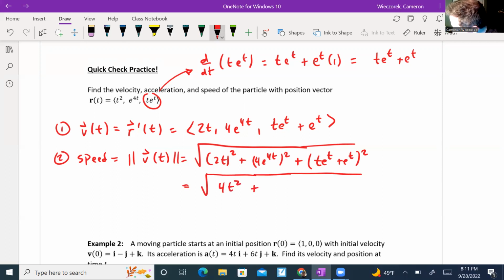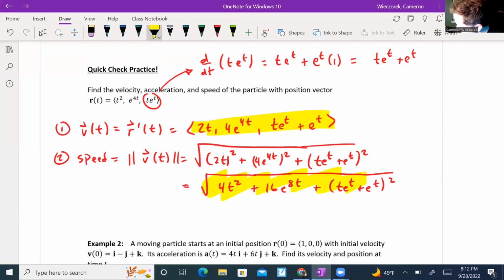That would get real messy, but at least clean this up. This would be 4t squared plus 16e to the 8t. And I'm not going to FOIL this one out. There's no need for that. That's just messy algebra. That would be a waste of time. Okay. So that would be my speed. So far I got velocity, I got speed. And we're going to do acceleration.